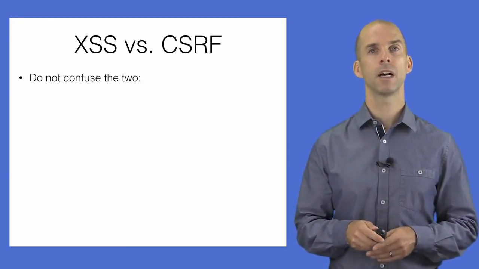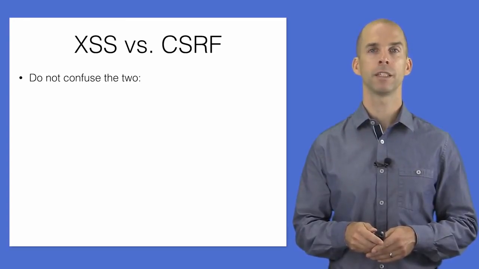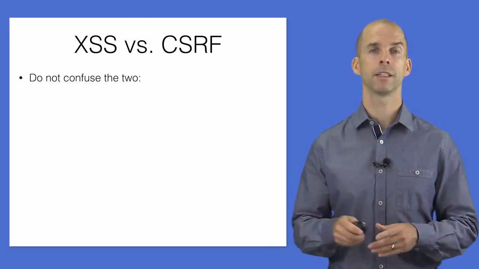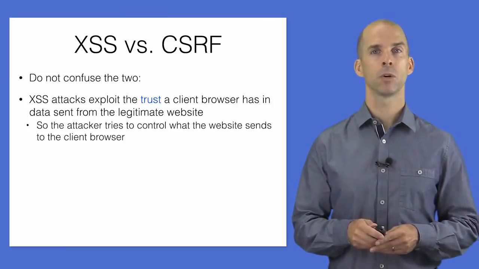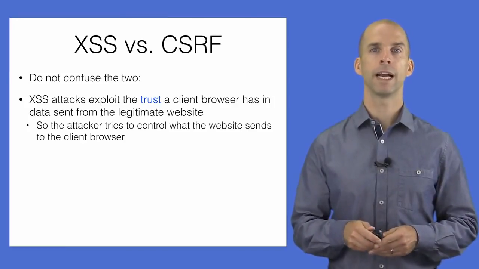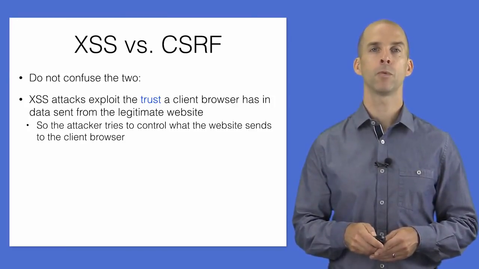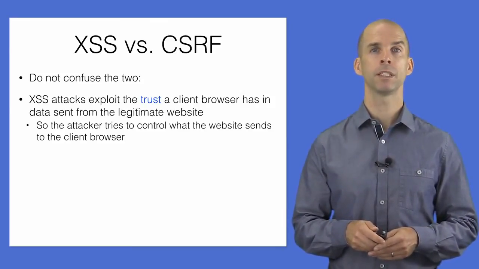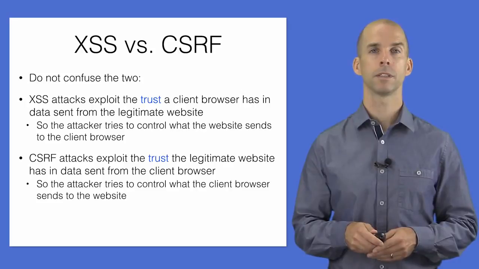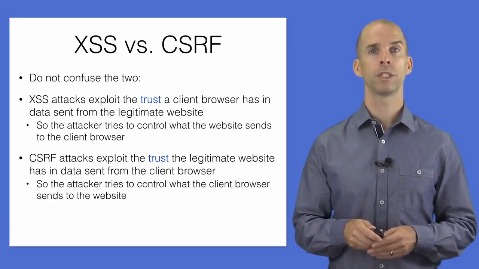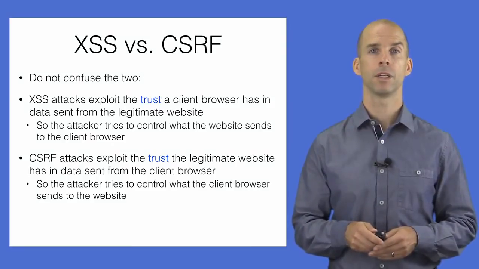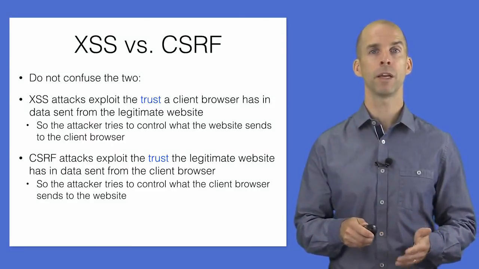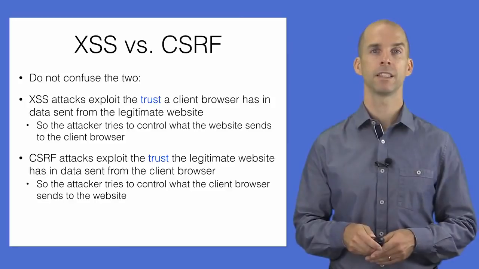What the attacks have in common is that one site tries to act with the privileges of another site, hence the phrase cross-site. XSS works by exploiting the trust a browser has in data sent to it from a legitimate website. So the attacker tries to manipulate what the site sends to the browser. CSRF exploits the trust a website has in data sent from a semi-trusted browser. So the attacker tries to manipulate what the browser sends to the site.